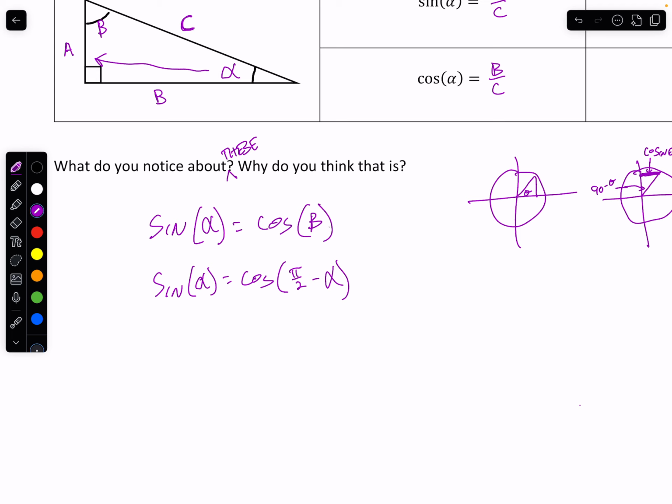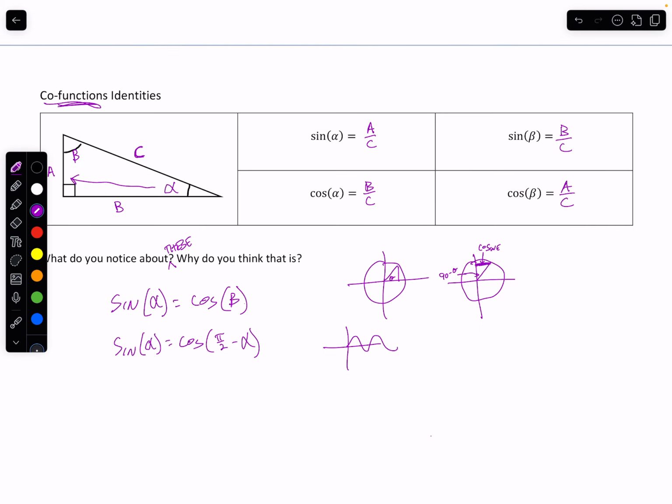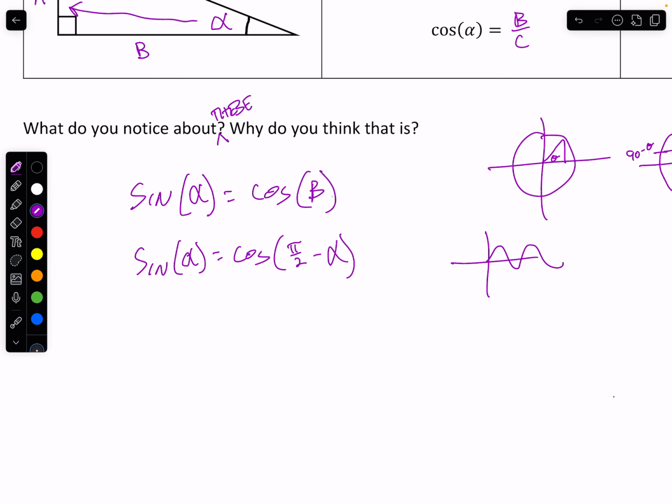All right, and there's some cool stuff happening here on the graph too. If you think of the graph of sine and how this transforms it and makes the cosine graph, we could maybe investigate that a little further in class. But these are going to be called the co-function identities. So basically, the sine of one angle is equal to the cosine of the complementary angle.